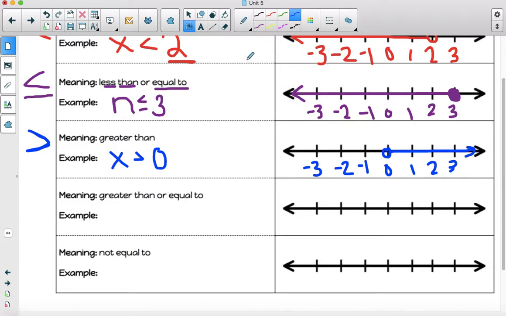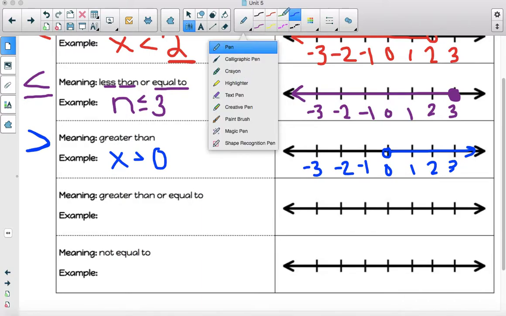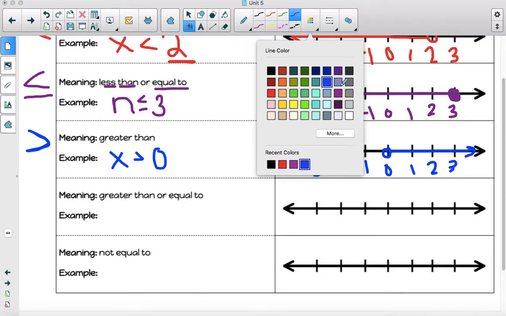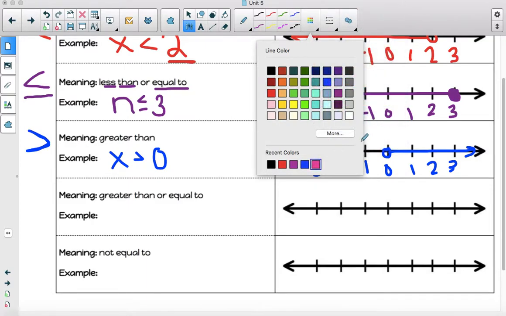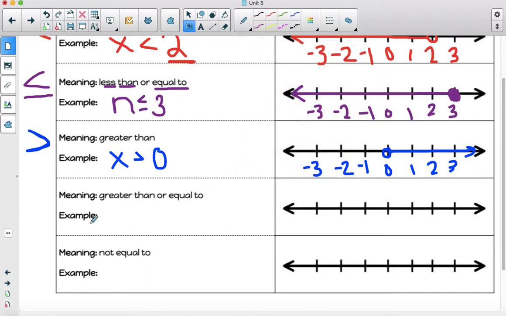Okay, our next example is greater than or equal to. I'm going to change my color here. Let's go with, I'll pick a nice pink color. Okay, so greater than or equal to. So similar to our last one, we got our greater than sign or equal to. So it means it can be greater than or even equal to that number.